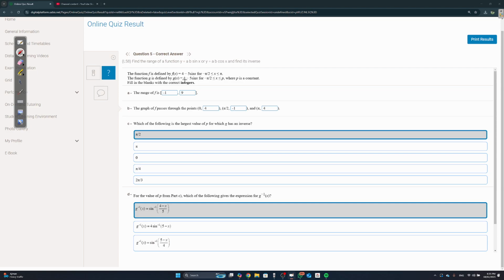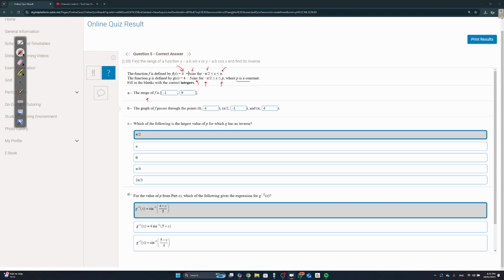Okay, the function f is defined by f of x is equal to 4 minus 5 sine x between minus pi over 2 and pi. The function g is defined by g of x is 4 minus 5 sine x between minus pi over 2 and p, where p is a constant. This came in your periodic. I sent it as a message in the grade 11 group chat. I sent, guys, please solve top question 35. It's going to come in your periodic on the computer. Okay? But, well, nobody solved it. Yeah, I don't know why.